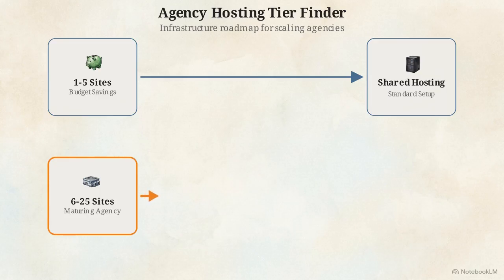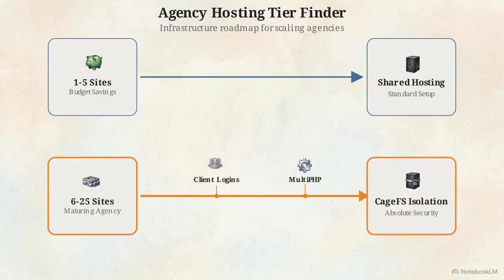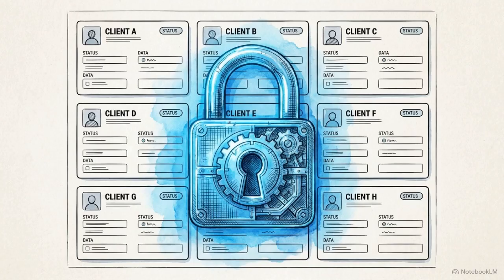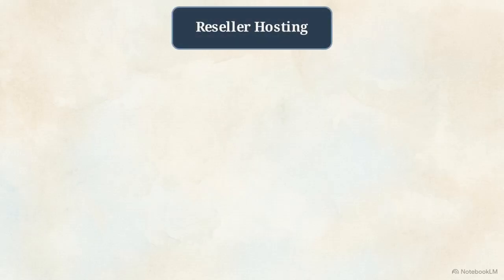The second pathway targets maturing agencies, managing 6 to 25 sites. These portfolios require separate client logins, varied PHP versions, and absolute security containment. This is the operational sweet spot. You adopt reseller hosting with CageFS. You take on minor WHM management responsibilities, and in return, you get total kernel-level client isolation on shared hardware.